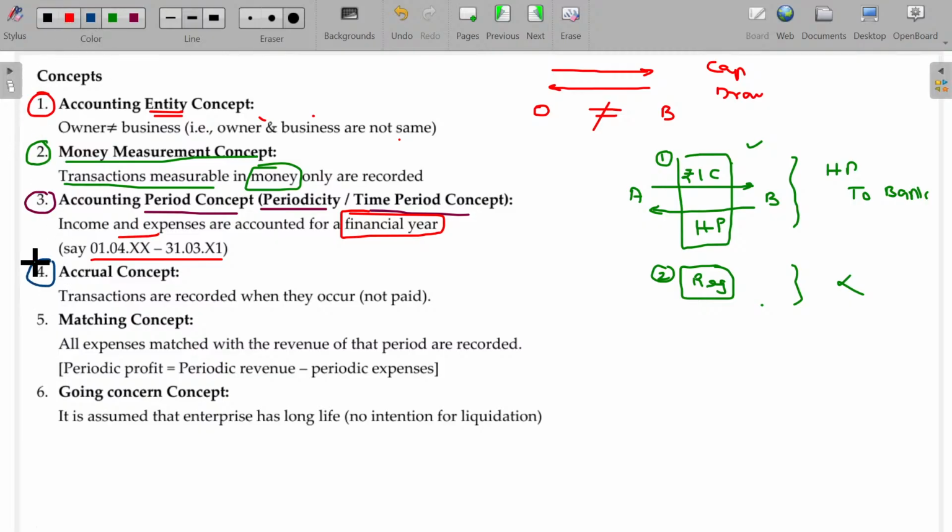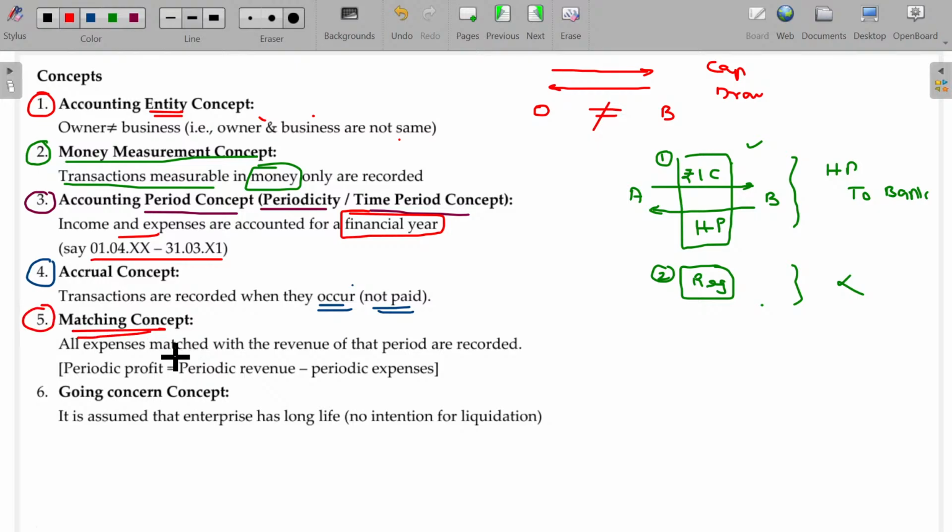Accrual concept, that you know. You will record the transaction on occurrence, not when paid. Only when the expense is paid, you will be recording, means it's called payment basis, cash basis. But we usually follow which method? Accrual system. As per the accrual system, once you enjoy the facilities, you have to pay for that. Whether you pay it or not, it will be your expenses. Outstanding will also be added. That's called accrual concept. And the next one is all about matching concept.